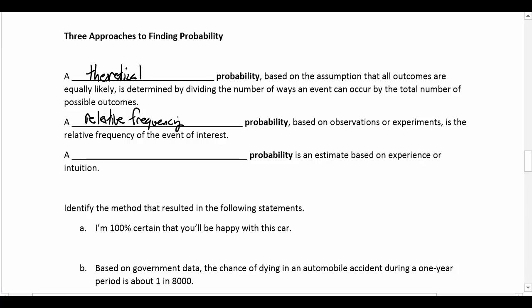And the third one, and this is unfortunately what most of us are guilty of, is called subjective probability. This is not based in fact. This is not based on observation. It's based on experience and intuition. It's what we think. It's our gut. What does our gut tell us? Which does not necessarily mean it's an accurate reflection of what's really happening.